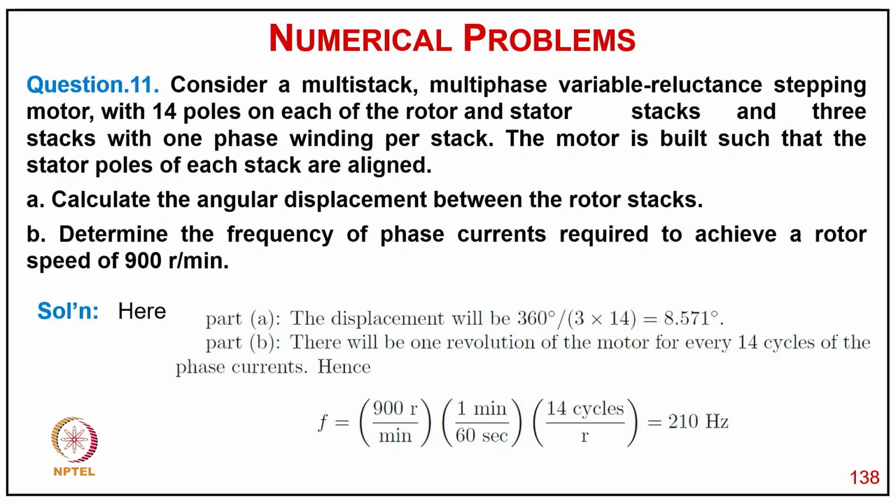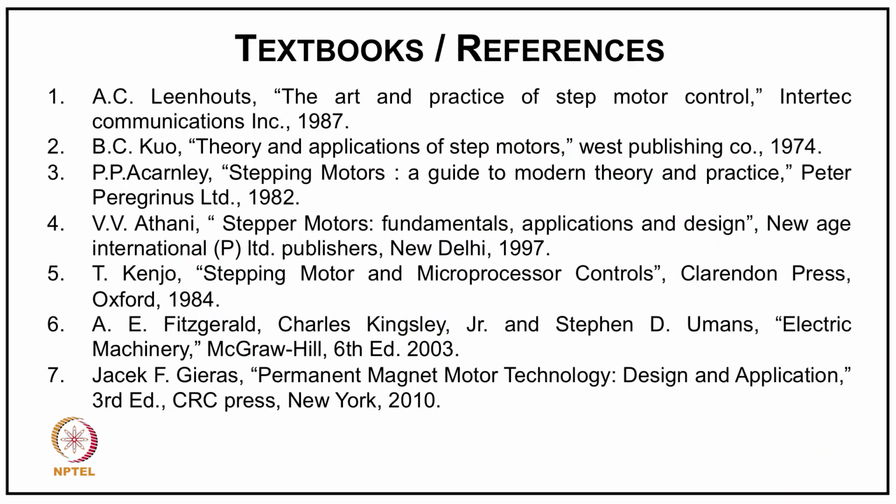In part B, there will be 1 revolution of the motor for every 14 cycles of the phase current. Hence f equal to 900 per minute, and putting 1 minute by 60 into 14 by revolution, that's 210 hertz.